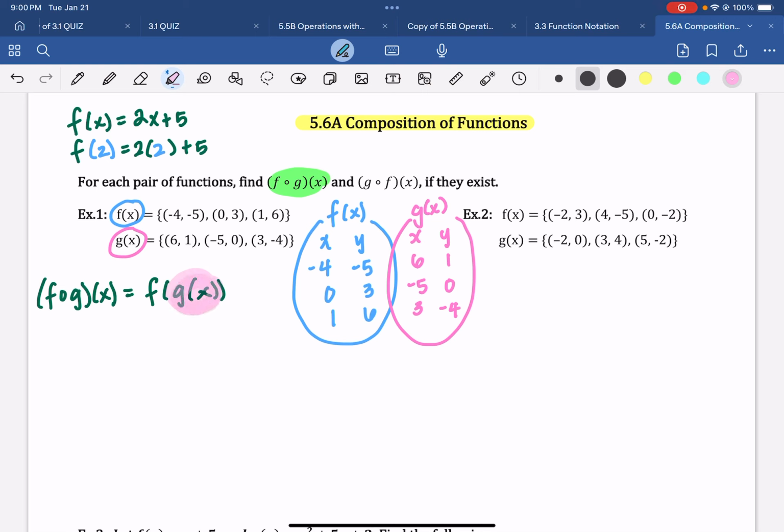So we're going to take g of x and substitute that into f. So for example, we're going to have f of the first g of x point, which is 6, 1. We're going to find out what that means in a second. F of the next g of x point, which is -5, 0. And the last g of x point, which is 3, -4.